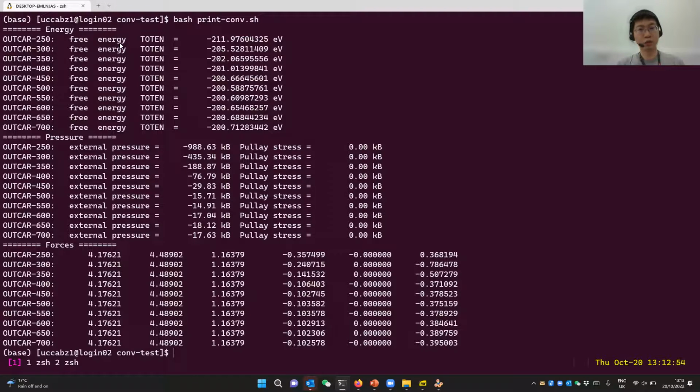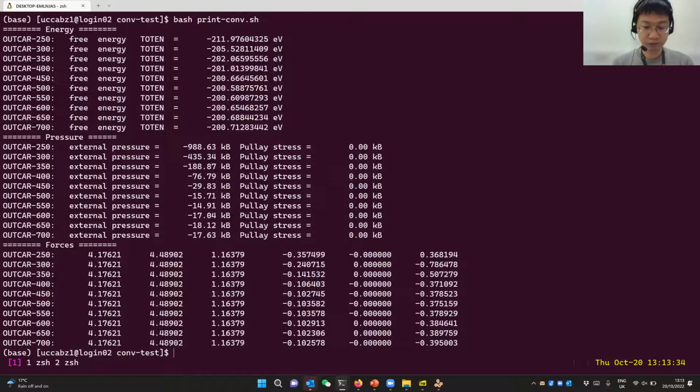Even if you don't plot it, you can see here the energy starts to converge, maybe about 450. The pressure is converging maybe after 500. The forces as well. I think these are coordinates. Now these three columns are actually the forces. So they start to converge maybe about 400, which is exactly what I showed in the plot in the slide.